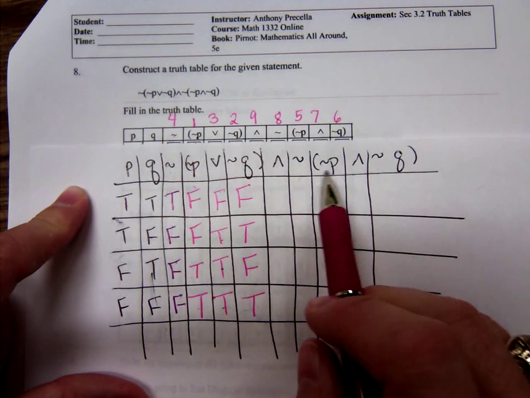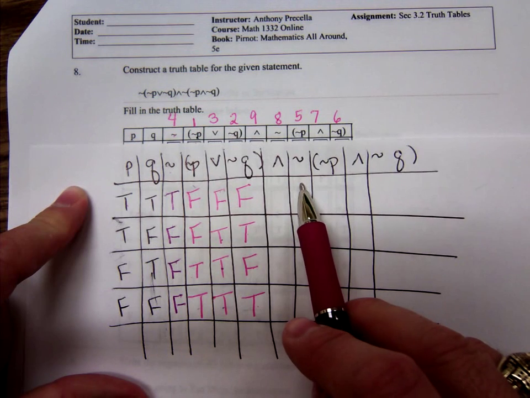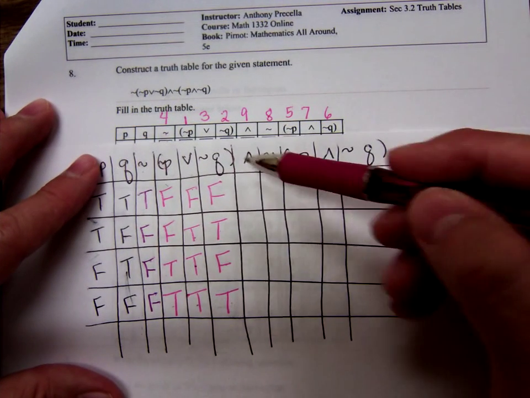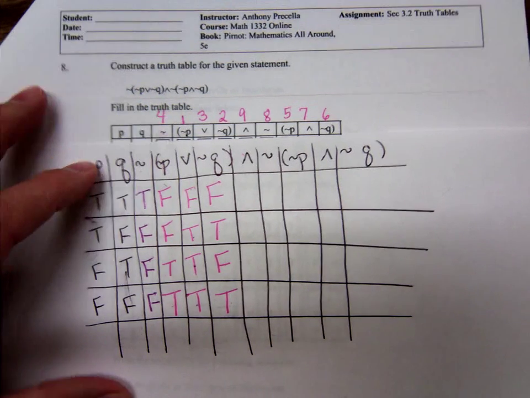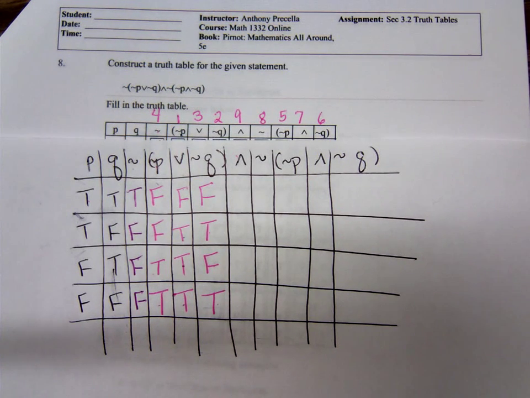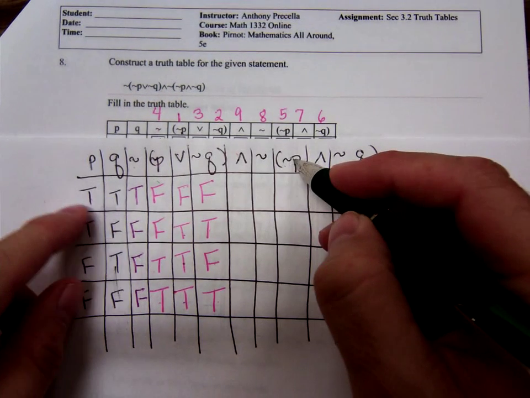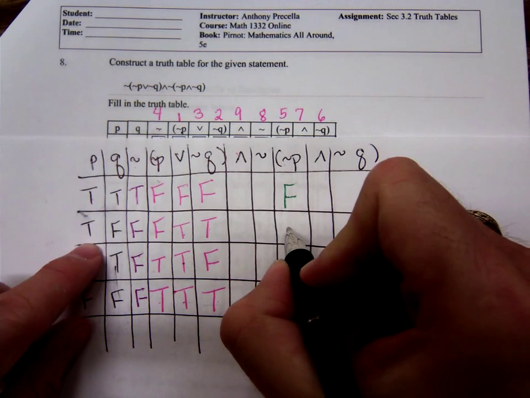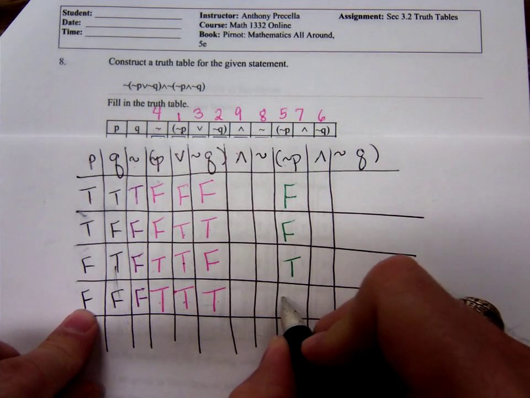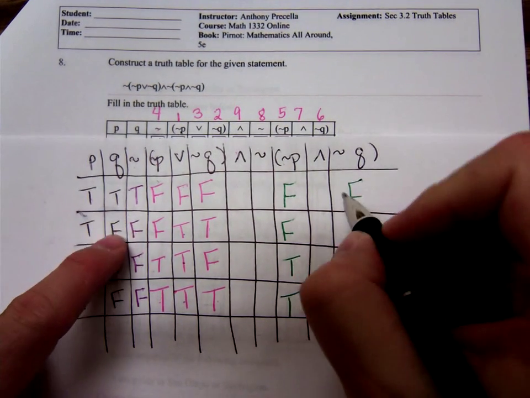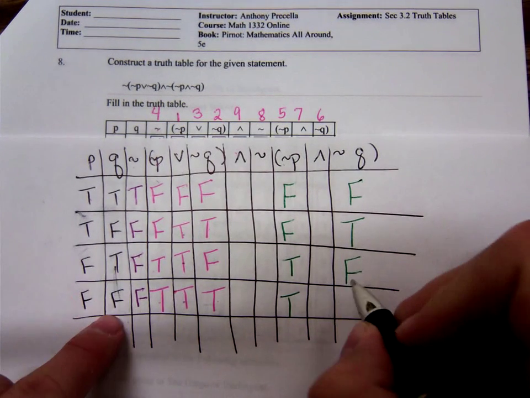Now, I'll come over here, work inside these parentheses, negate, and then I'll do the and. This column here, ooh, I've gotten sort of out of line there. This column here will be the last thing I do. So, let's go so fast, just go straight down. Let's go ahead and do that again. Not P, that would be the same as this column here. Not P is not true is false. Not true is false. Not false is true. Not false is true. Not Q is the same as this column here. Not true is false. Not false is true. Not true is false. Not false is true.